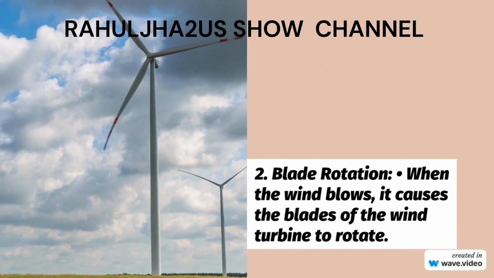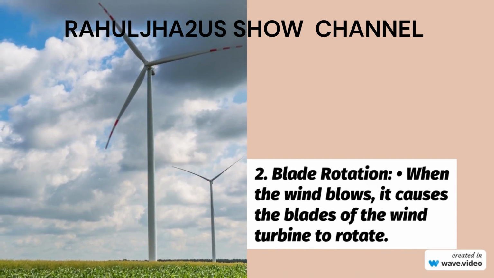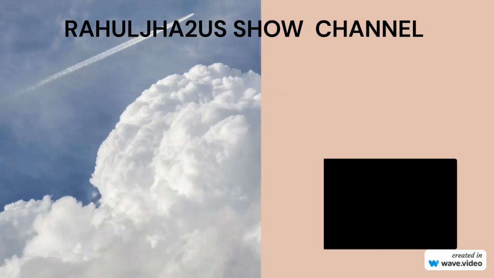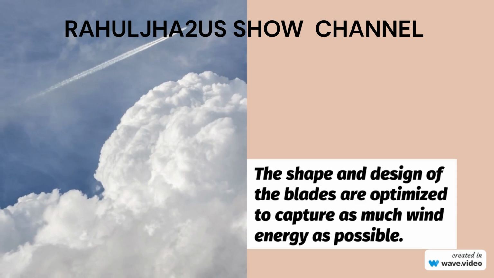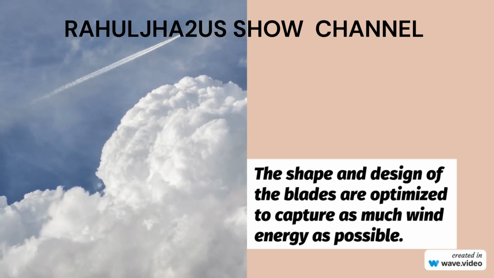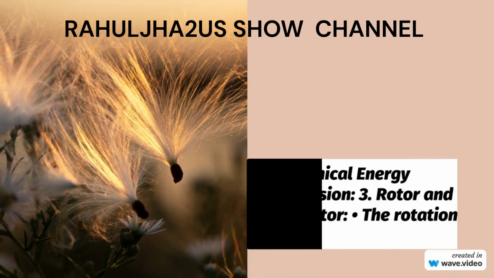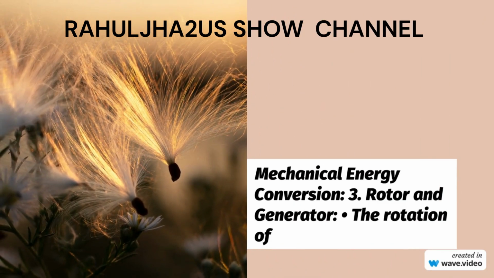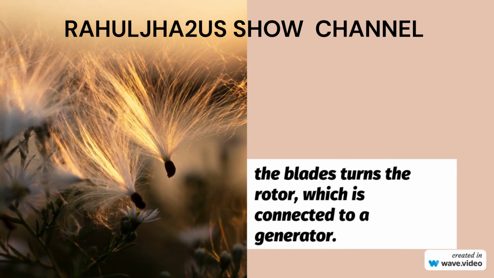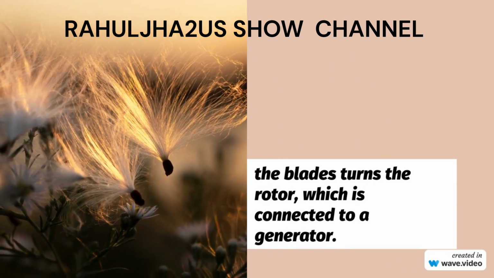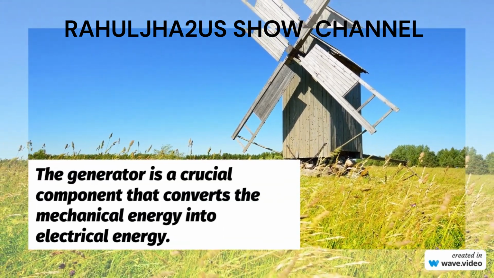When the wind blows, it causes the blades of the turbine to rotate. The shape and design of the blades are optimized to capture as much wind as possible. Mechanical energy conversion: rotor and generator. The rotation of the blades turns the rotor, which is connected to a generator. The generator is a crucial component that converts mechanical energy into electrical energy.